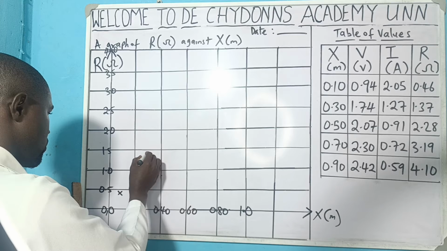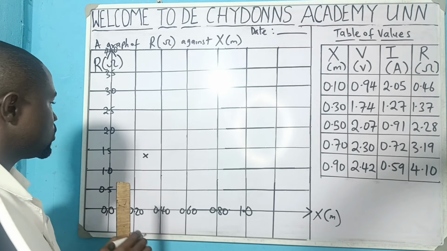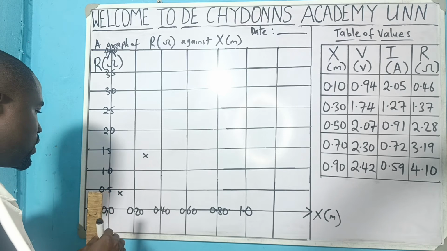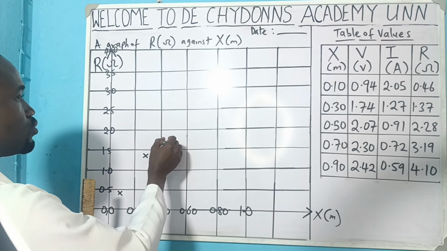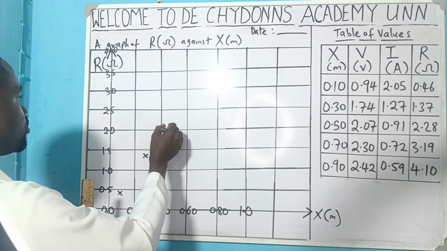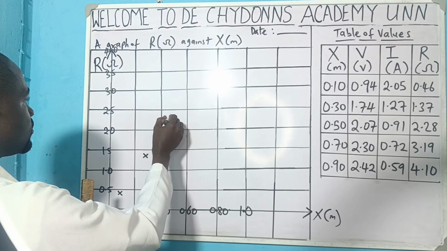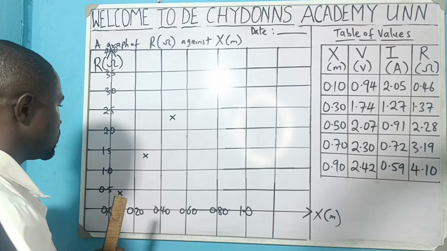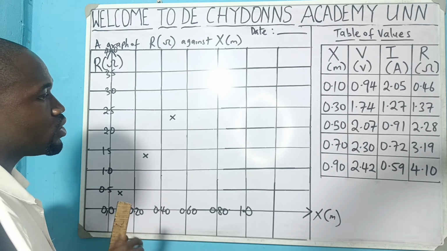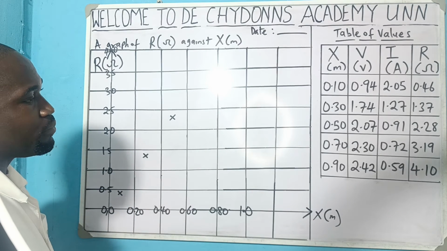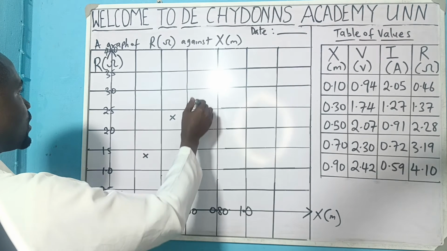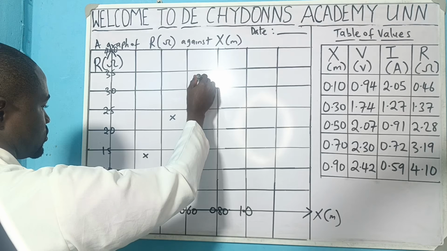We have 0.3 here. Then the next one, 0.5 and 2.28. 0.5 here, 2.28, 2.25 here. So the next one, 0.7 and 3.19. 0.7 and 3.19 somewhere here.